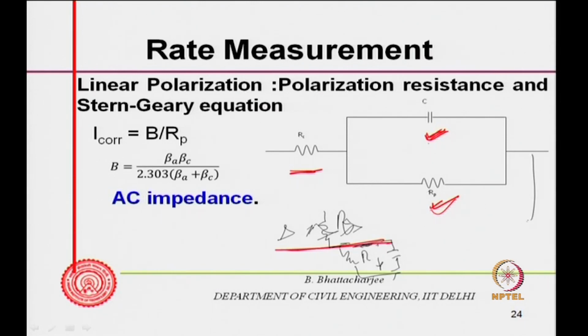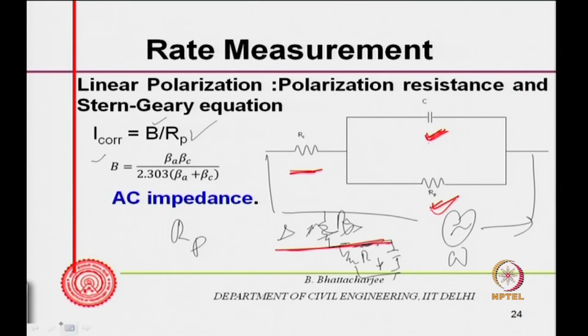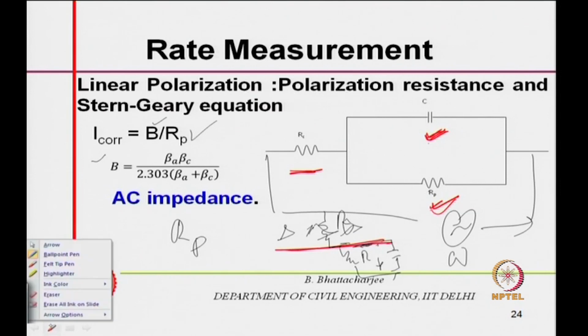When we apply an alternating current through this and vary the frequency, from this variation of frequencies we can make two kinds of plots, one called the Nyquist plot and another called the Bode plot, and from those plots again you can find out Rp. Then Icorr is B divided by Rp. So, corrosion current density can also be found out from AC impedance spectroscopy as we call it, but I do not have time to discuss them in detail.